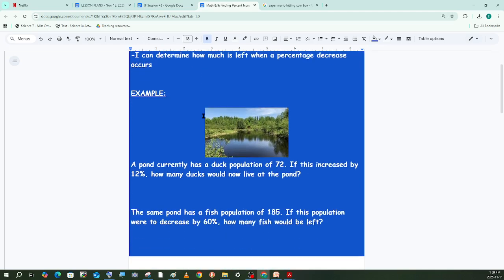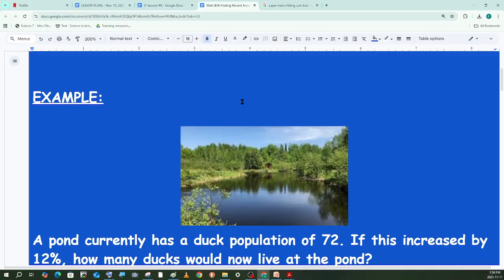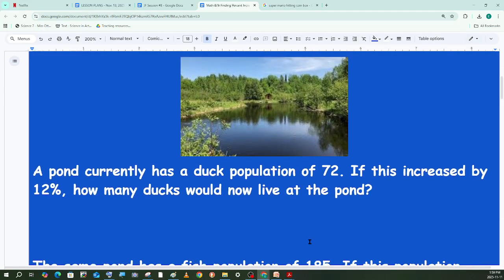Let's start off with this example here, dealing with a pond, just like the one in this lovely picture. It says a pond currently has a duck population of 72. If this increased by 12%, how many ducks would now live at the pond?